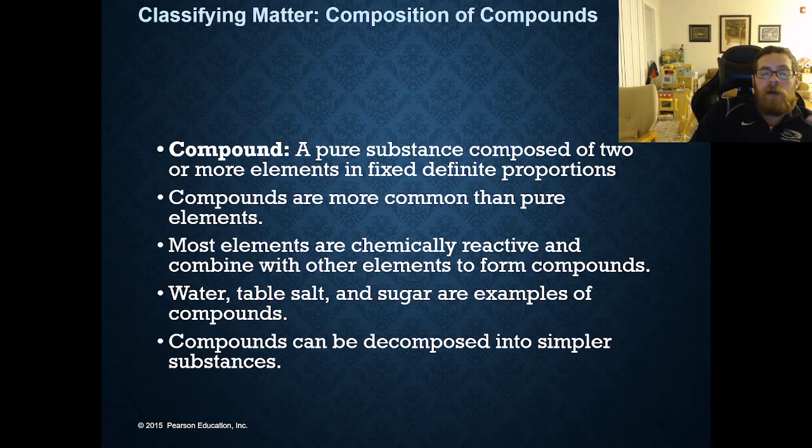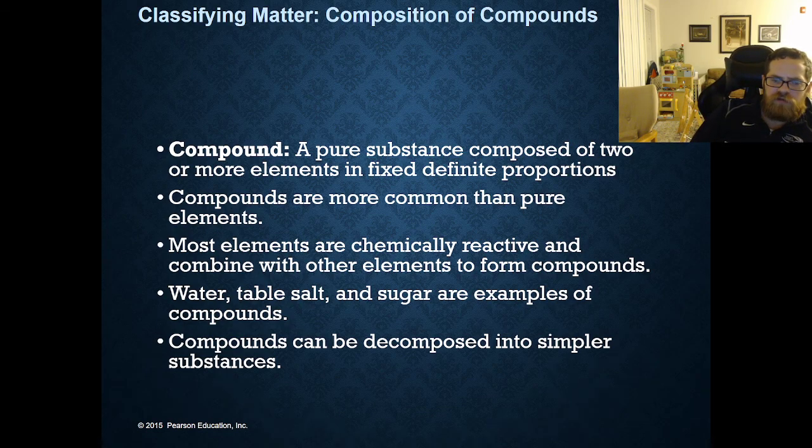Let's talk about compounds. A compound is two or more elements in a fixed, definite proportion. Fixed and definite. So, sodium chloride is a compound. We have two elements, sodium and chlorine. They're in a fixed, definite proportion. You always get one sodium for every one chlorine.